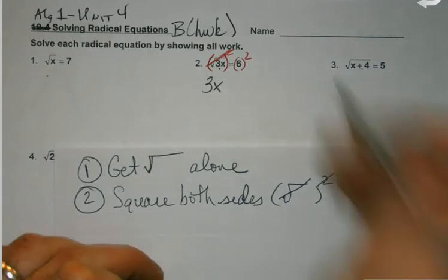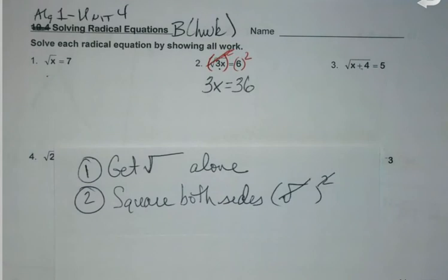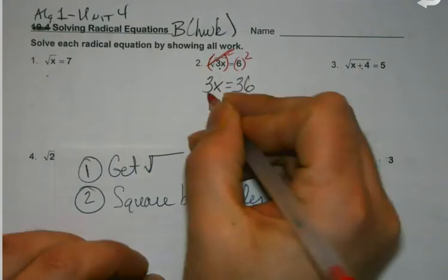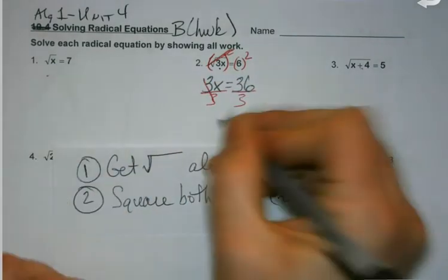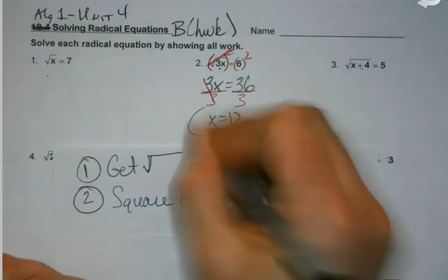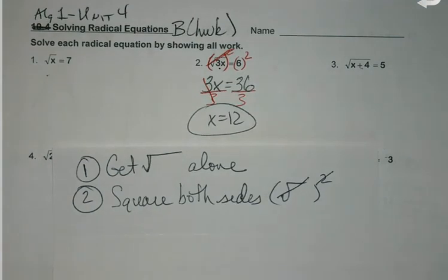6 squared is 6 times 6, not 6 times 2. That would be 36. You can even punch that in the calculator if you're not sure. You can hit 6 times 6. And then what's my one step to get x by itself? Divide by 3. Okay, and I'm good to go. So don't let yourself get caught here going, this is going to be long. They're not long. They're not.